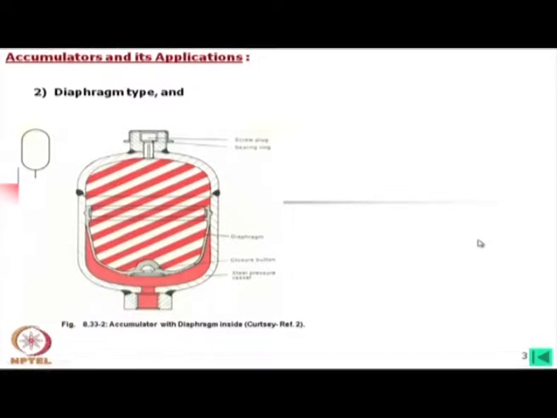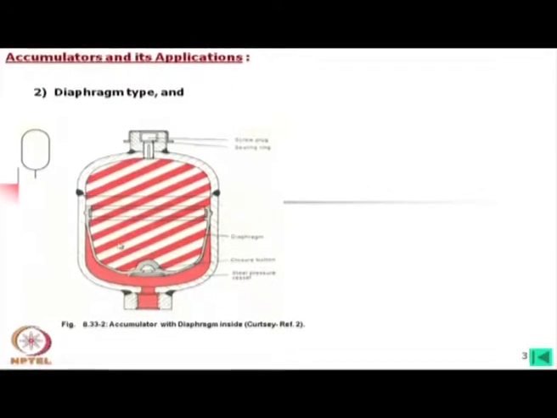Now, the next one is the diaphragm type. In the earlier one, the bladder is filled with gases under pressure. So, when the oil is required from this accumulator, the bladder expands gradually, and the oil has the same pressure as the pressure inside the bladder. In this case, instead of that bladder, we have a diaphragm. This diaphragm is fitted to this body.